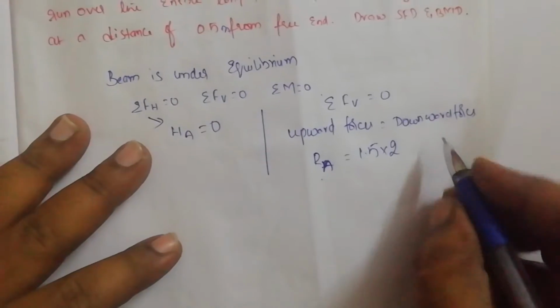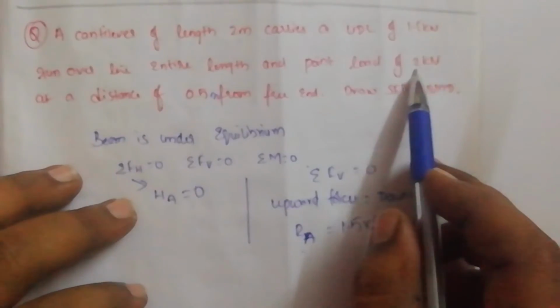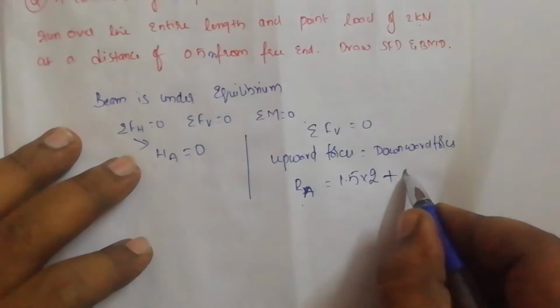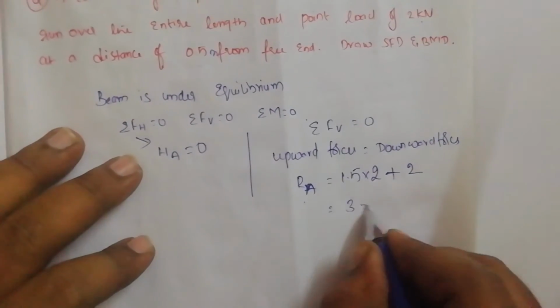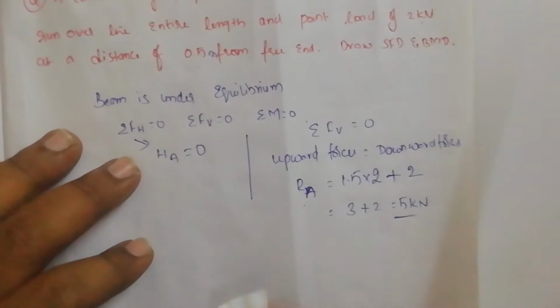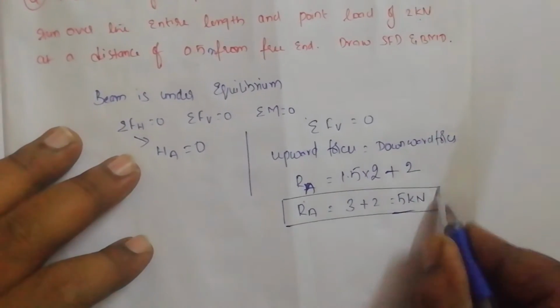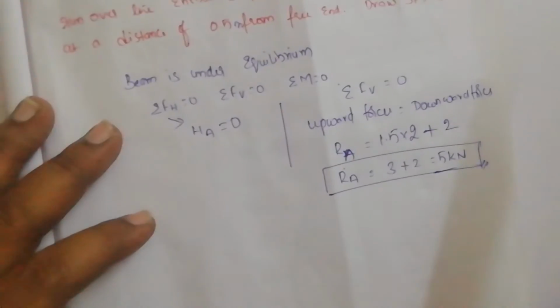So 1.5 into 2, plus what is another load acting? There is another point load which is acting downwards, plus 2. So 3 plus 2, you get the value as 5 kilonewton. So Ra value we have obtained as 5 kilonewton. Highlight this point. Okay.